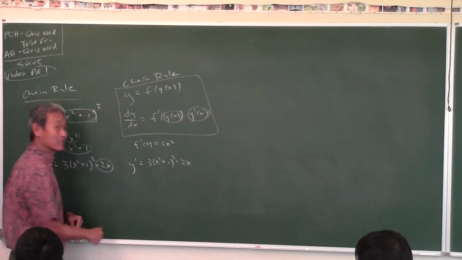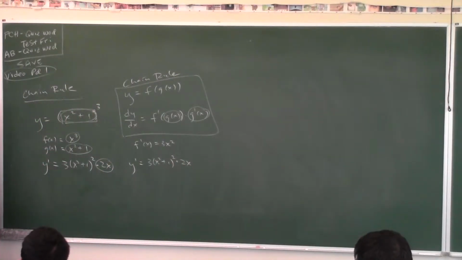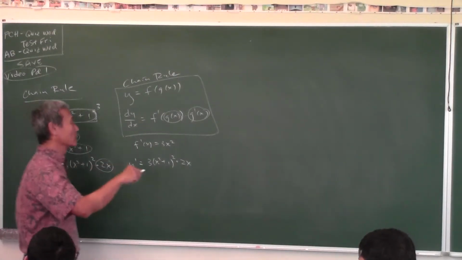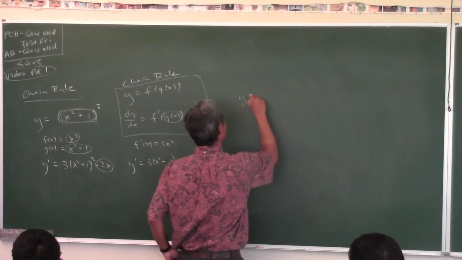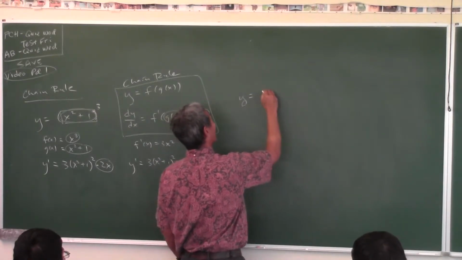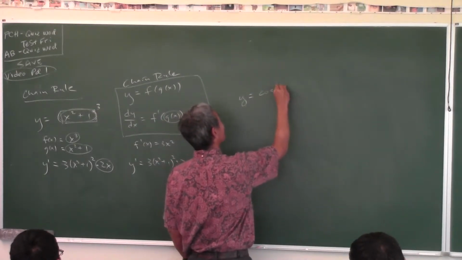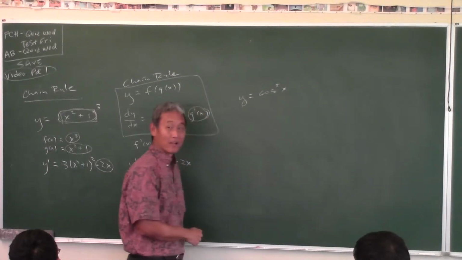There you go, and that is the chain rule. So the chain rule says, I remember the box. Yeah. So here, let's do another one. Let's see if you guys got it. What if you had cosine x to the 5th? Cosine to the 5th x.